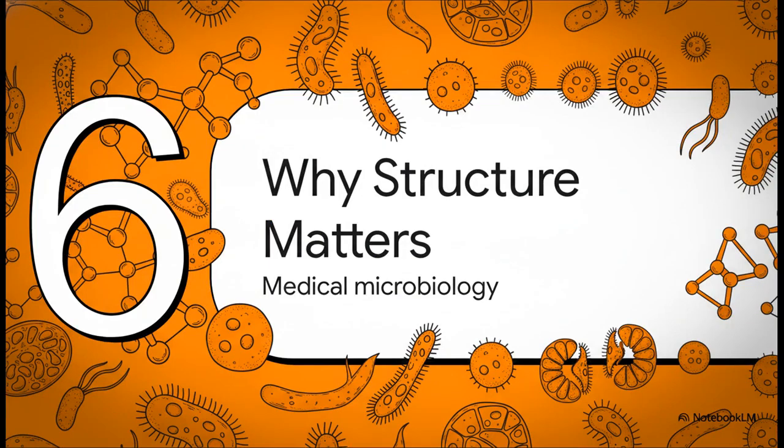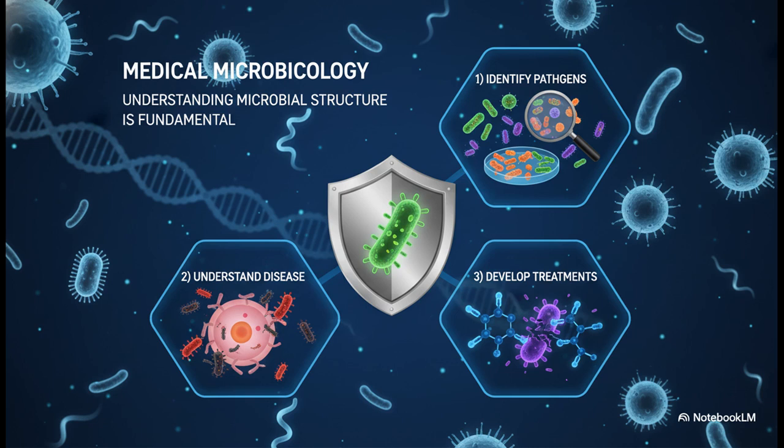So let's bring this all together and talk about why all these structural details actually matter, especially in medicine. When you get right down to it, understanding bacterial structure, everything from their basic shape to the nitty-gritty of their cell wall composition, is absolutely critical. This knowledge is the key to identifying the pathogens that cause disease, figuring out how they make us sick, and most importantly, developing targeted antibiotic treatments to fight them. So really, all of these fundamental concepts form the very foundation of medical microbiology and the entire study of infectious disease.